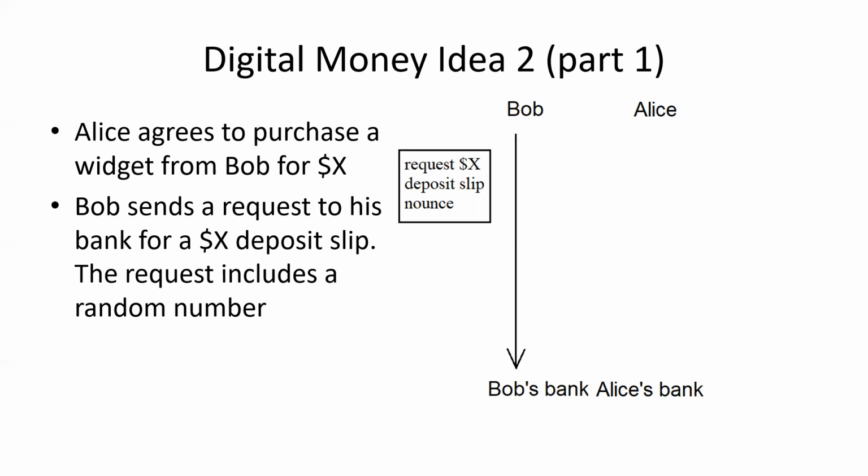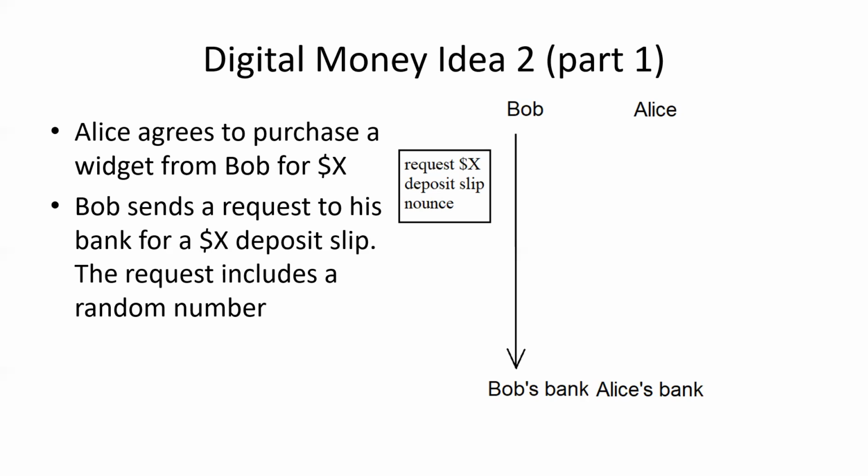The picture isn't very clear. We have Bob's bank and Alice's bank. I drew them next to each other, but they're supposed to be separate. Bob's bank is separate from Alice's bank. Although it is useful to consider what if Bob and Alice use the same bank. We'll get to that shortly.